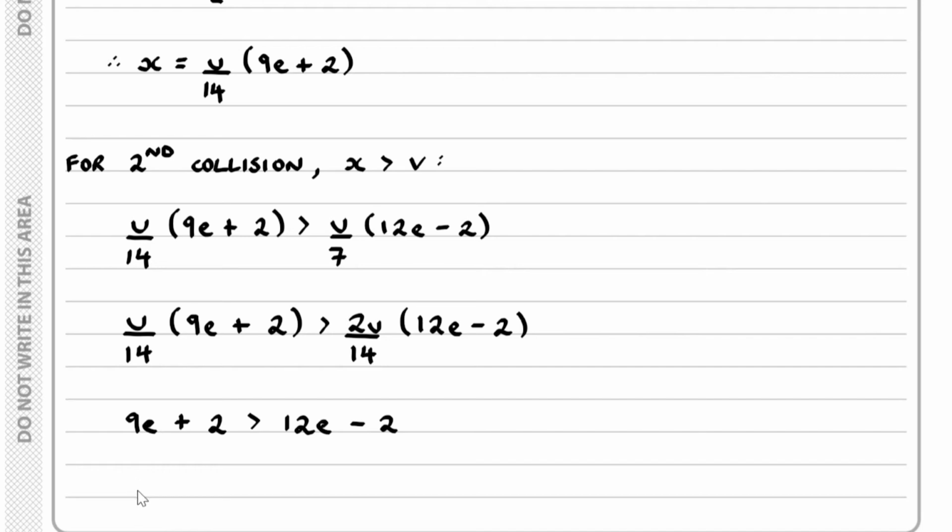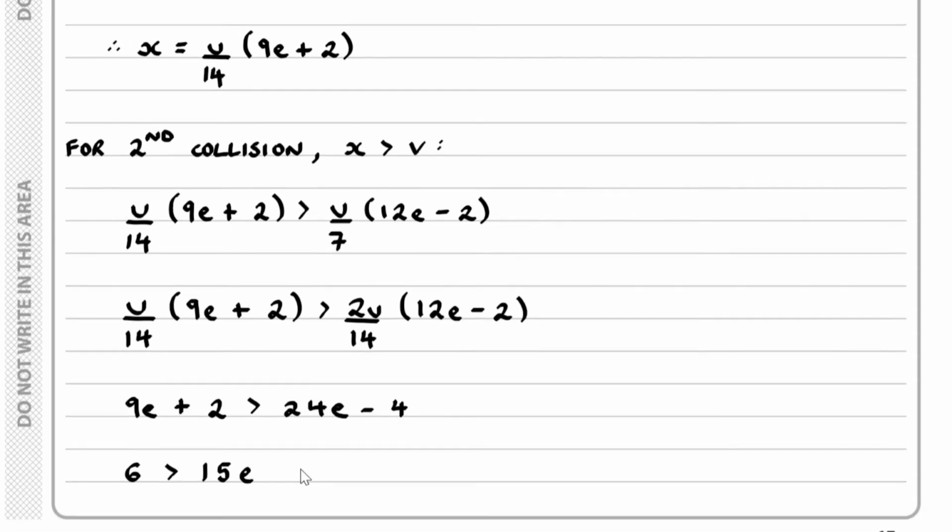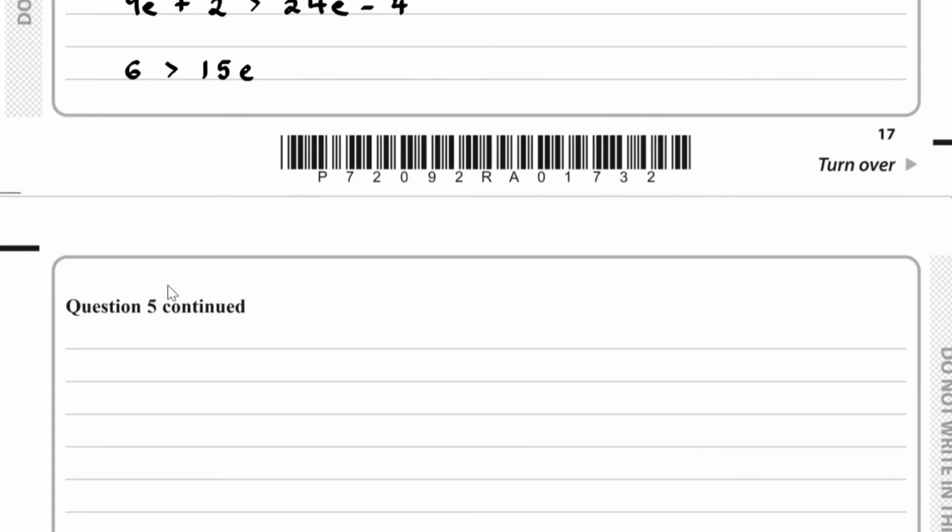So if we simplify this, well, this needs to be multiplied by 2, so we've got 24e minus 4. So we have 6, which is greater than 15e, which means 2/5 is greater than e, and therefore the range of values for e is 0 less than e less than 2/5.